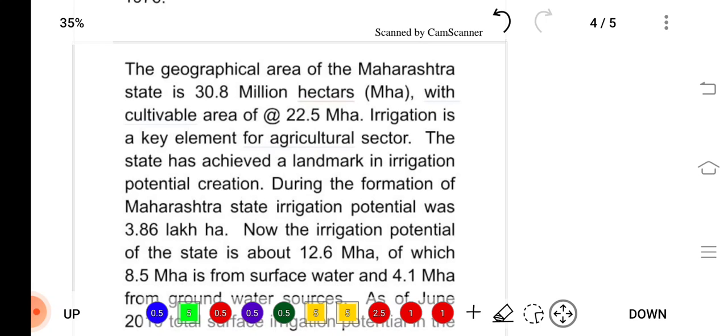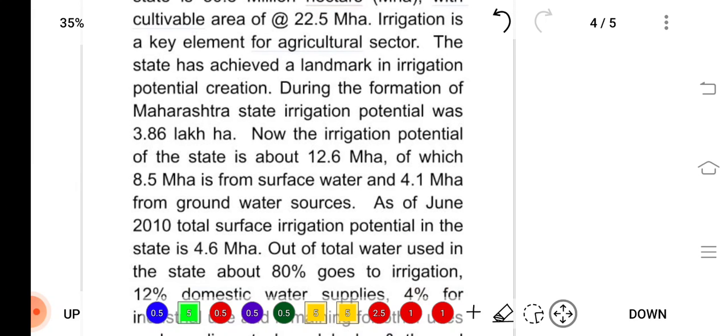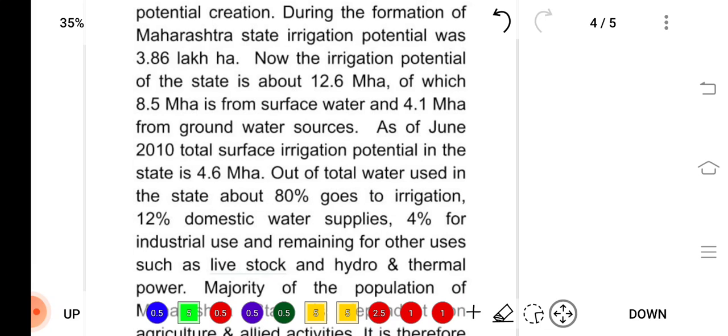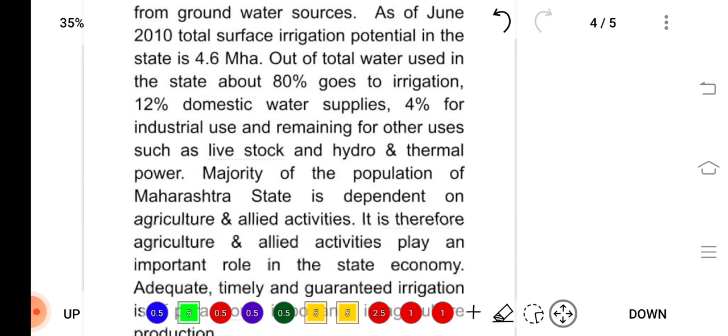The state has achieved a landmark in irrigation potential creation. During the formation of Maharashtra state, irrigation potential was 3.86 lakh hectare. Now the irrigation potential of the state is about 12.6 million hectare, of which 8.5 million hectare is from surface water and 4.1 million hectare from ground resources. As of June 2010, total surface irrigation potential in the state is 4.6 million hectare. Out of total water use in the state, about 80% goes to irrigation, 12% to domestic water supply, 4% to industrial use, and the remainder to other uses such as livestock and hydro and thermal power.